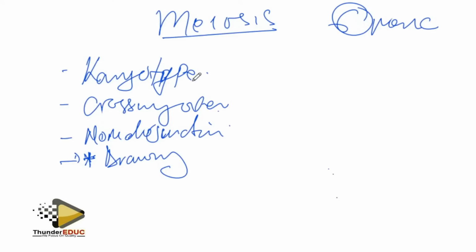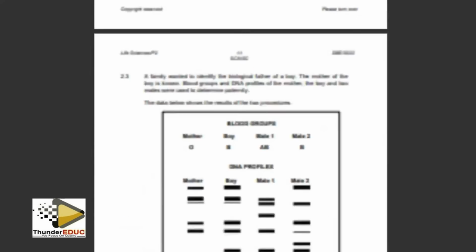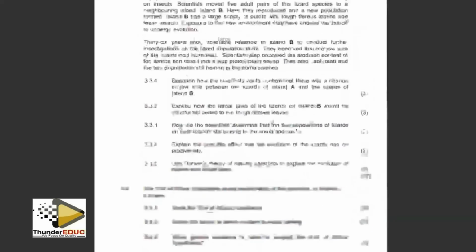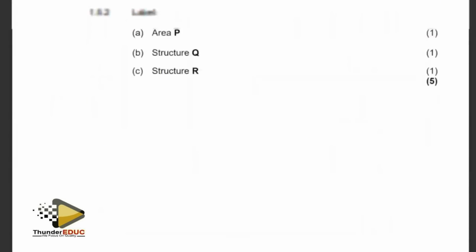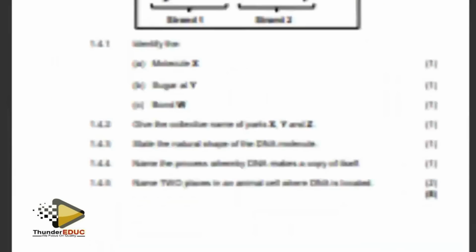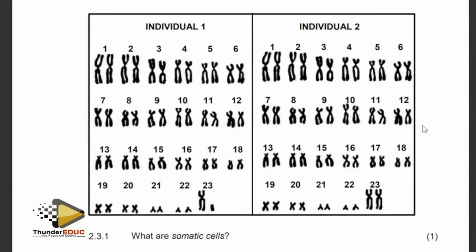How do you describe a karyotype? Let me see if I can find a question here which has a karyotype. And then I'm going to describe it for you so that when I'm describing, you see what I'm trying to describe. Here is an example of a karyotype. Describe the karyotype of individual 2. But when the question comes, the karyotype might not be there. You have to know it by heart.